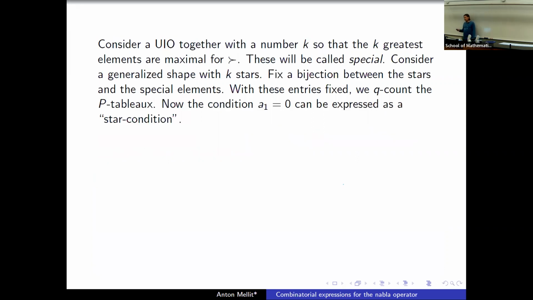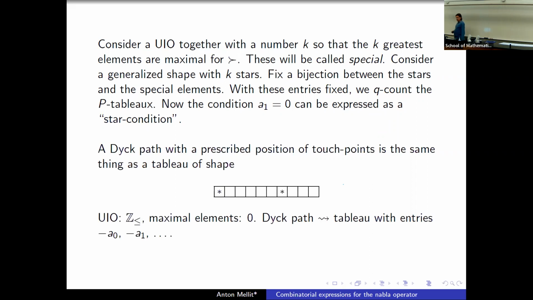And we are very lucky, because the condition that we wanted, that the dict-path must be a sequence which begins with 0, is precisely this sort of condition. More generally, if you want a dict-path with prescribed position of touch points, where the path touches the diagonal, you draw this shape, just a single bar, and you put stars where you would have your touch points.